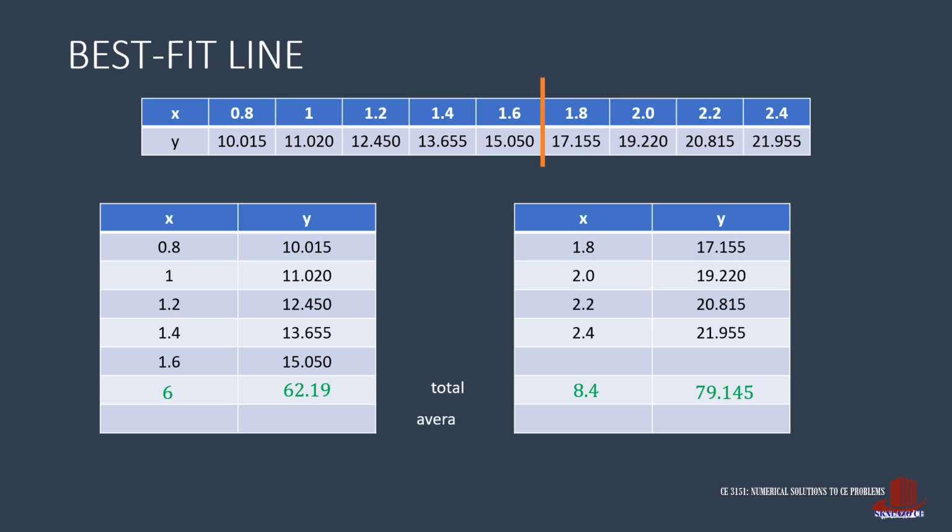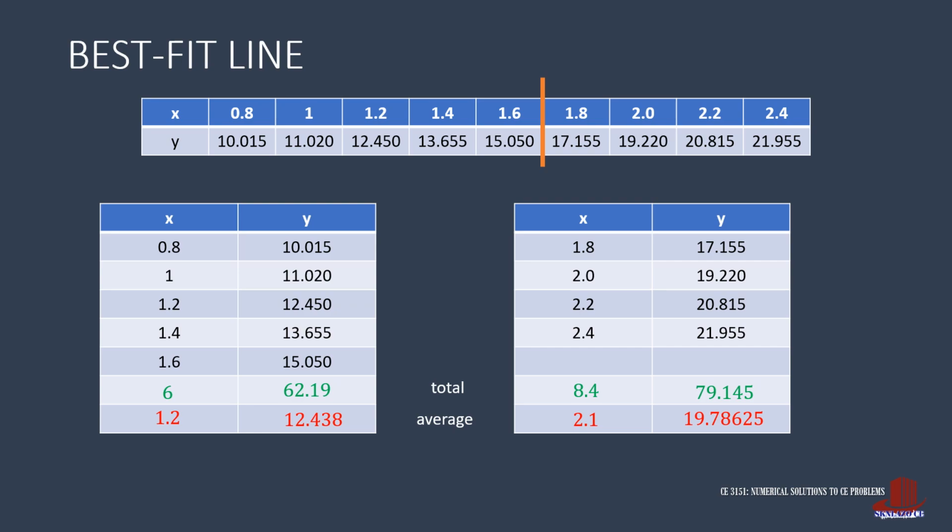Now for the average. 6 divided by 5 is 1.2, and 62.19 over 5 is 12.438. For the next pair, x is 8.4 over 4, giving 2.1, and y has 79.145 divided by 4 to have 19.78625.